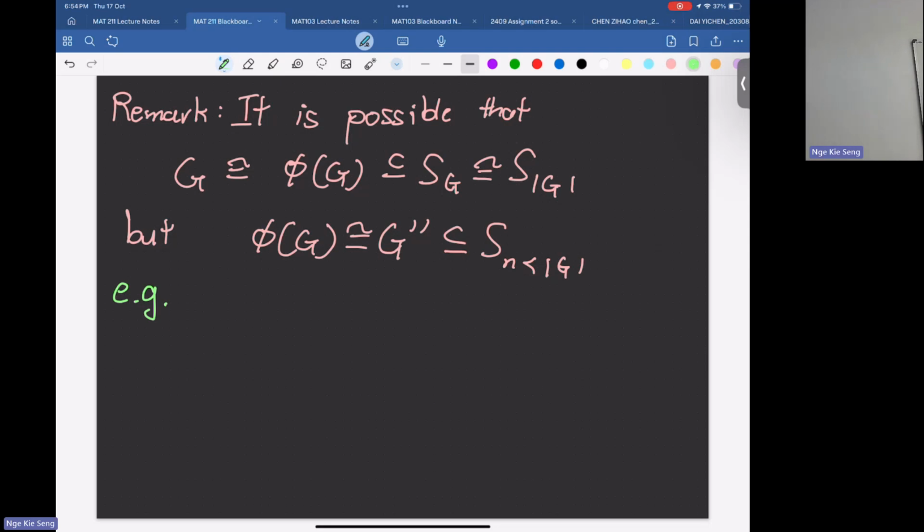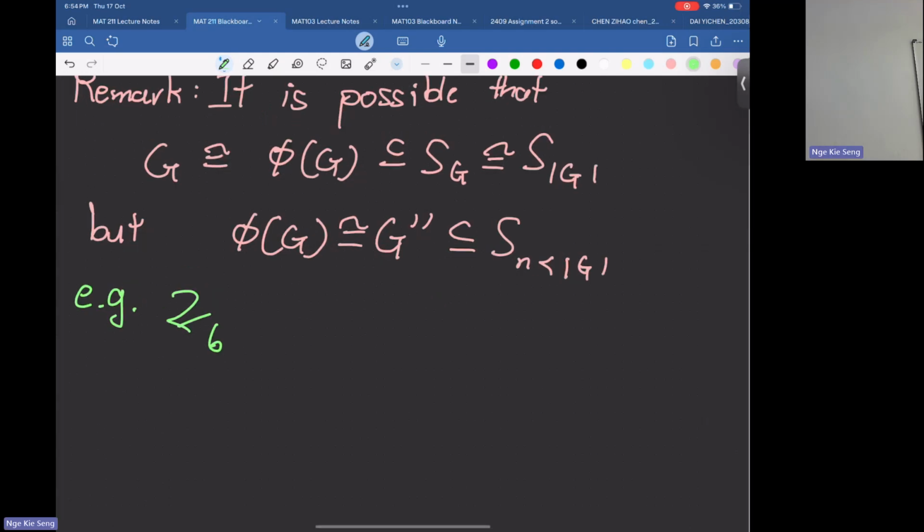So for example, a finite group is Z6. Based on the proof that I gave you just now, where should I find the isomorphic image? Which Sn do I need to find? I need to find a subgroup inside S6 because there are 6 elements there.